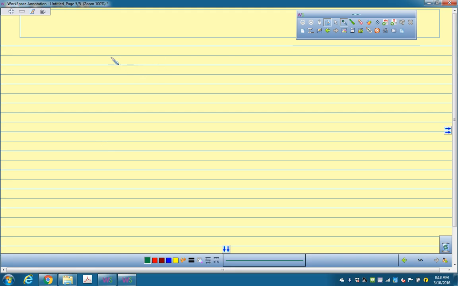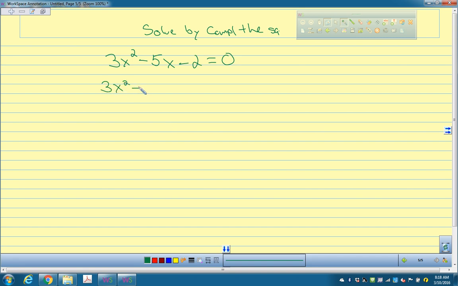You're going to have 3x squared minus 5x minus 2 equals 0. Say I were to see one like this, and they say, hey you guys, solve by completing the square. First thing I do is I get that 2 on the other side, right? That's what you would do? Tell me you would do that. 3x squared minus 5x equals 2.